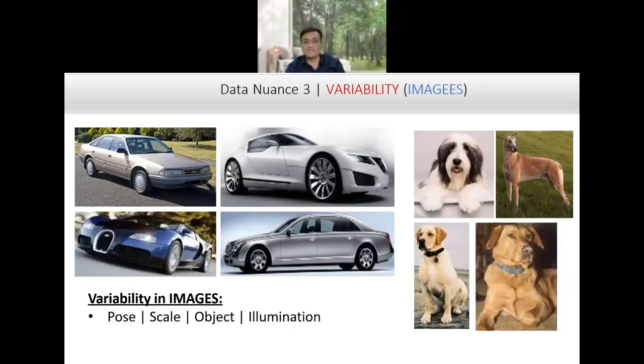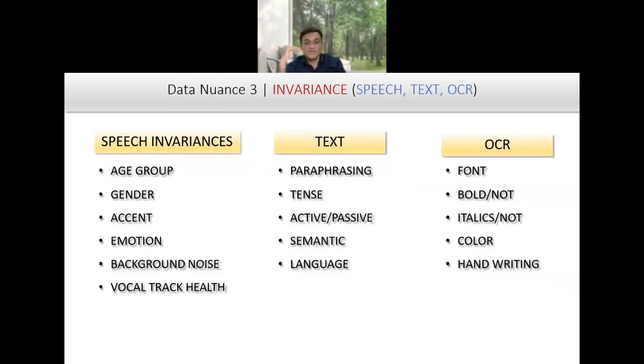Nowadays the systems are so powerful that I have seen classification and identification models in images that, even if you show 10% of the backside of a particular car, identify that it is a Ford model or an Audi model or maybe a Volkswagen model. They are so powerful that sometimes even humans fail at identification of that sort of thing by looking at just 10% of a particular car. The third data nuance is basically invariance in terms of data.